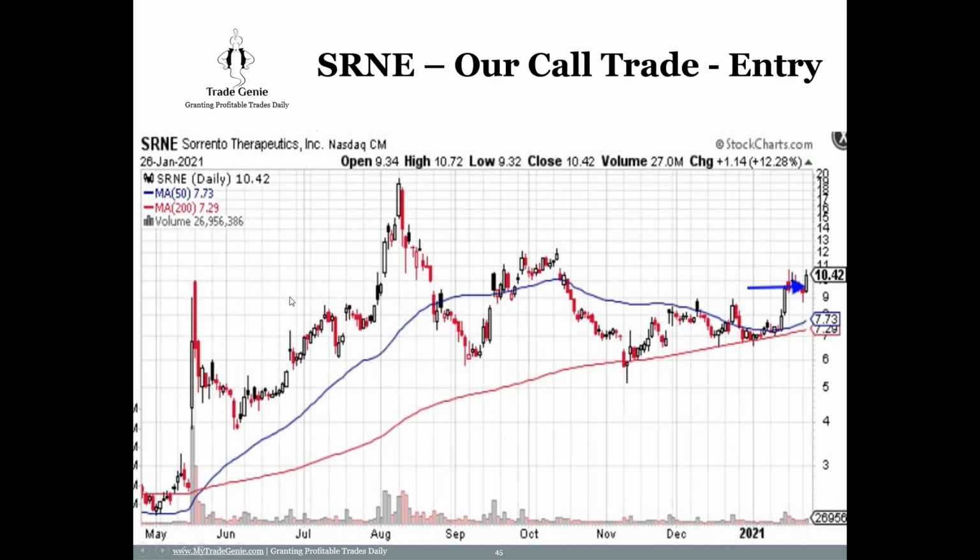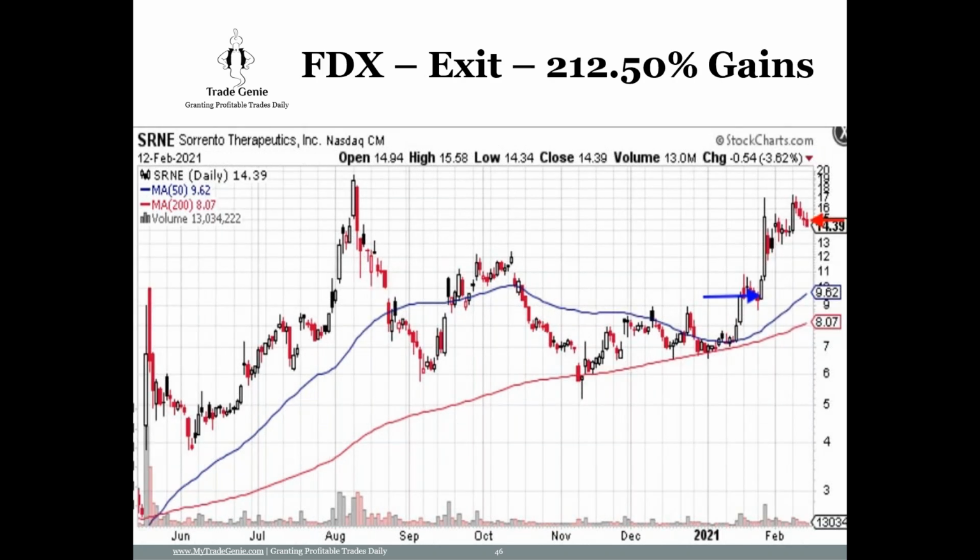So SRNE. This is Sorrento Therapeutics. Again, same formula. It's the same formula applied on a different stock, but with a basket of stocks. So SRNE, after 3-4 days of pullback, is making a move. If it's making a move, chances are that it will continue to move again tomorrow. It has just started. Maybe I get lucky and in 2-3 days, I'll make some money. But it made a lot of money.